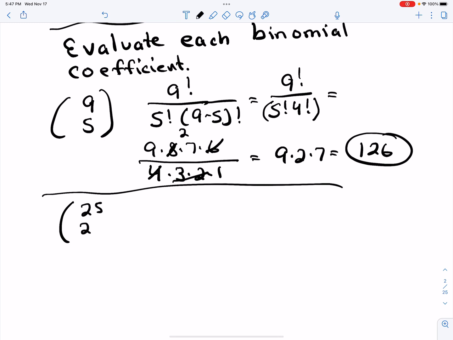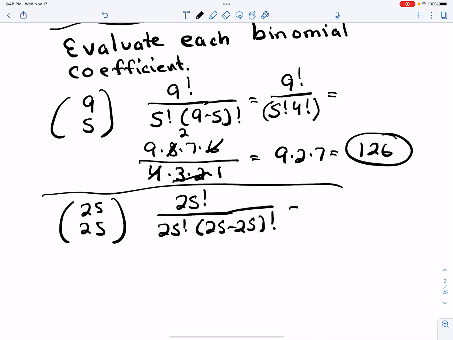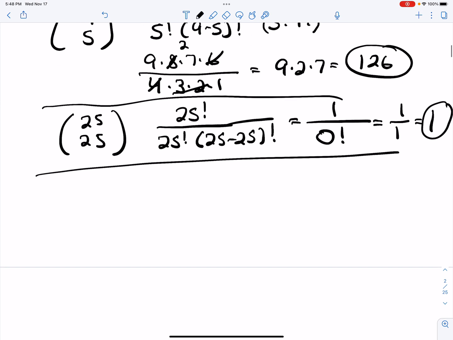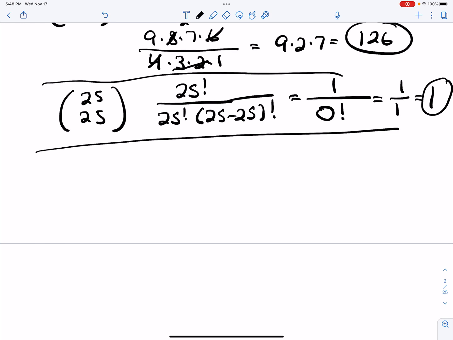What if this comes out the same number? That should be interesting. 25 factorial over 25 factorial times (25 minus 25) factorial. Well, 25 factorial over 25 factorial, we know it's just going to reduce to 1. But we still have that matter of 0 factorial. Well, 0 factorial, by the definition of factorial, is actually just 1. So the answer is 1. So just remember that 0 factorial is 1, not 0.